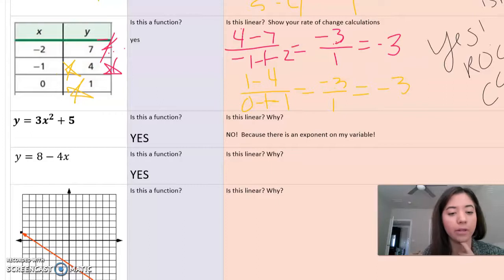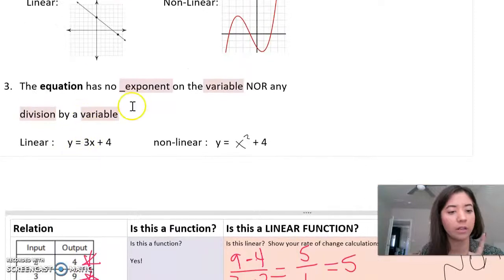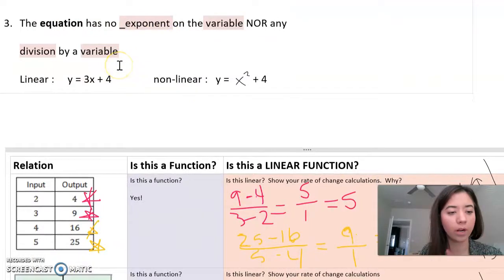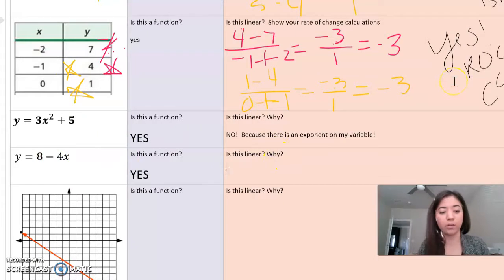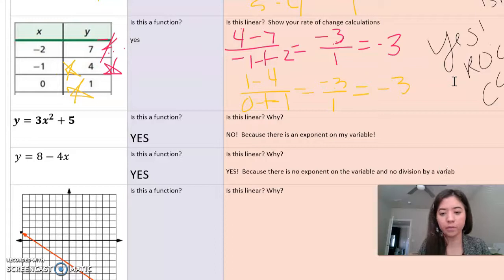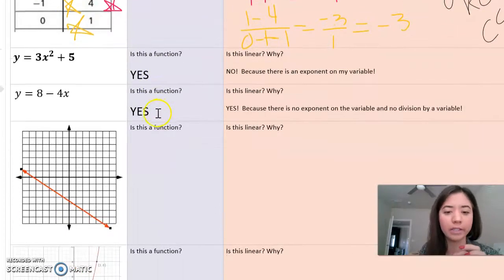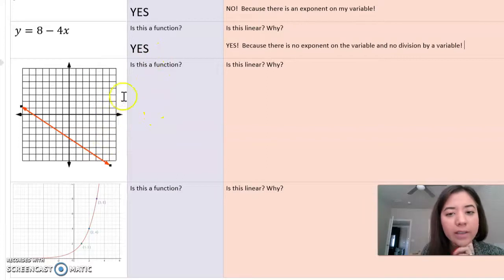How about this bottom one? Do you think this one would be linear? We have 8 minus 4x. Again, the equation has no exponent on the variable or any division by a variable. It is linear. So we have 8 minus 4x. This one, yes, because there is no exponent on the variable and no division by a variable. Just plain and easy. All right, and then lastly, we have 2 graphs here.